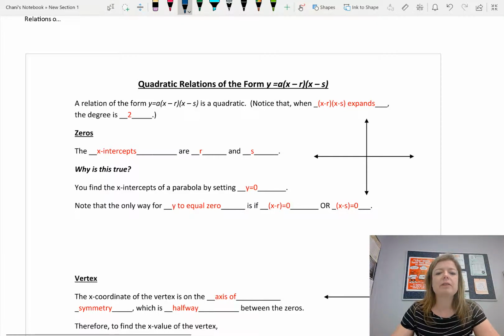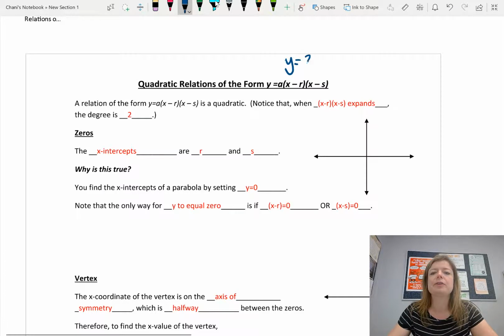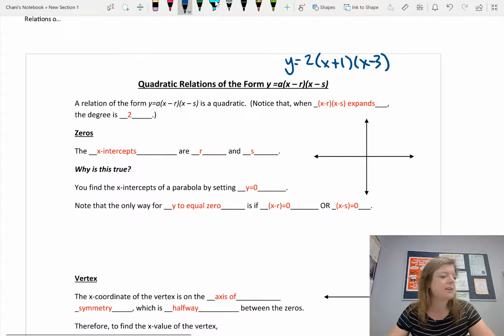So quadratic relations, when they're in this form, for example, y equals 2 bracket x plus 1, x minus 3, this is called factored form. This is quadratic because notice that when we expand this, the degree is 2. When we expand this, we would get an x times an x, since it's bracket, and that would give us an x squared. So the degree is 2, and it is therefore quadratic.